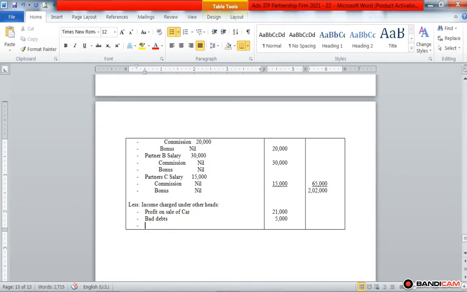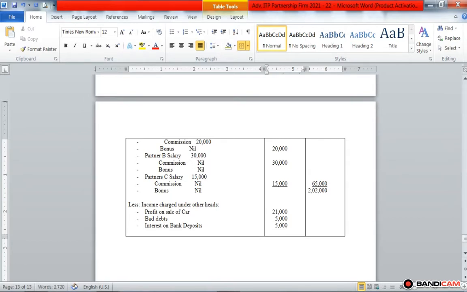Then next, interest on bank deposits. So interest on bank deposit is also income from other source, amounting to rupees 5,000. Then next, dividend from other company. It is also income from other source. So deduct this income from net profit, amounting to rupees 10,000.